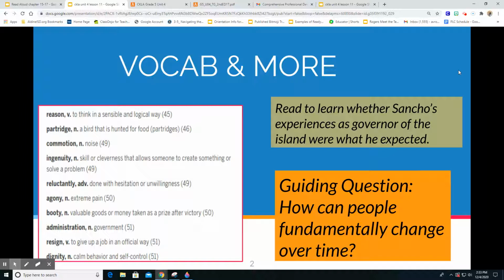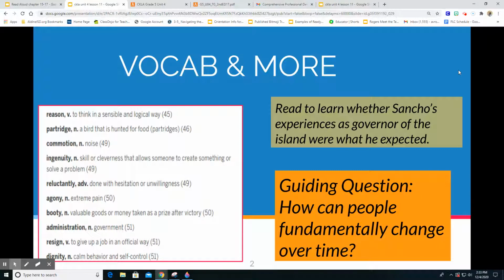Your next core vocabulary word is reluctantly. That is the adverb done with hesitation or unwillingness. Your next core vocabulary word is agony. It's extreme pain. Your next core vocabulary word is booty. It is valuable goods or money taken as a prize or after a victory. Your next core vocabulary word is administration.